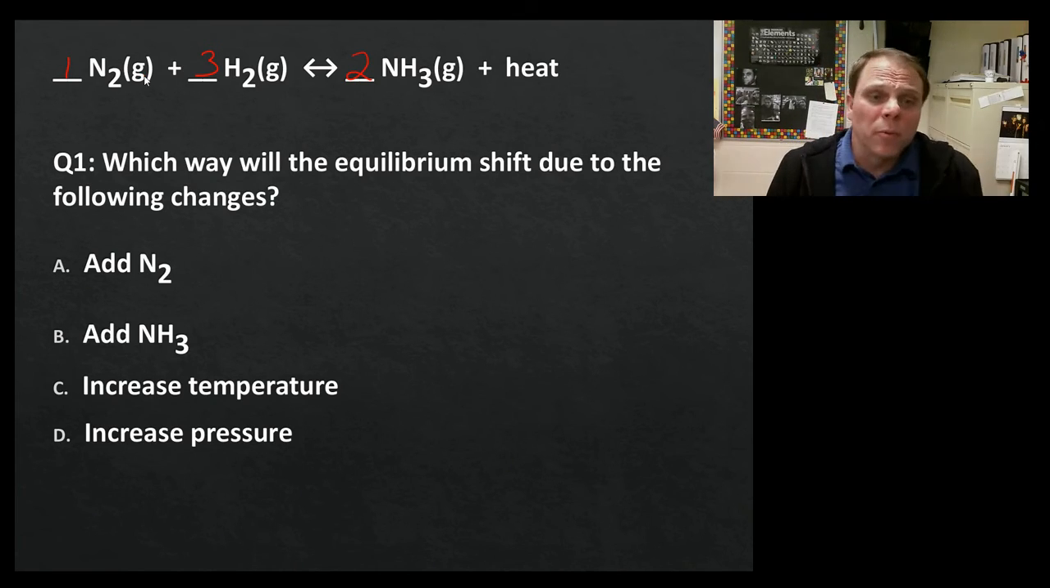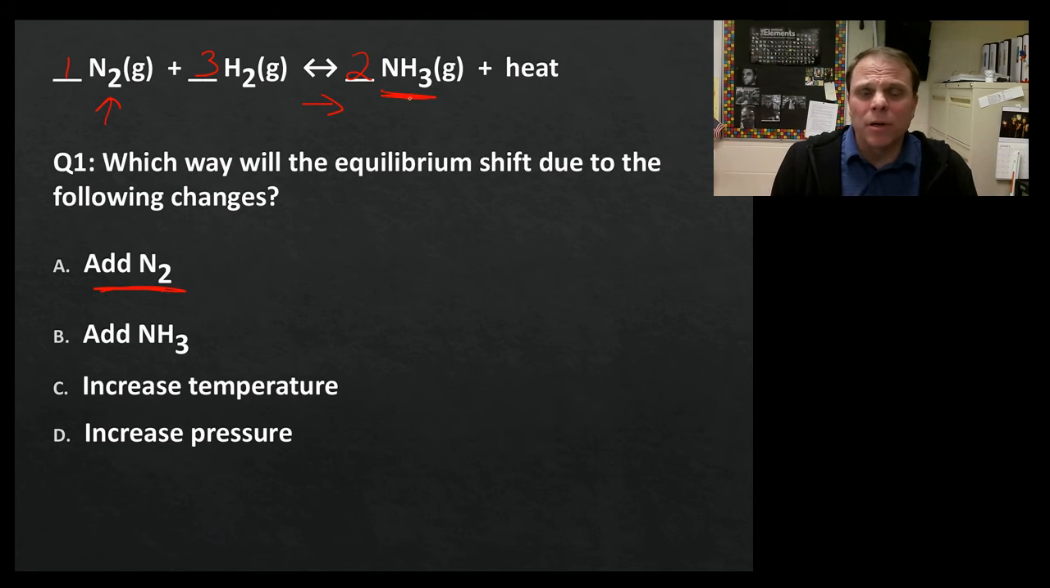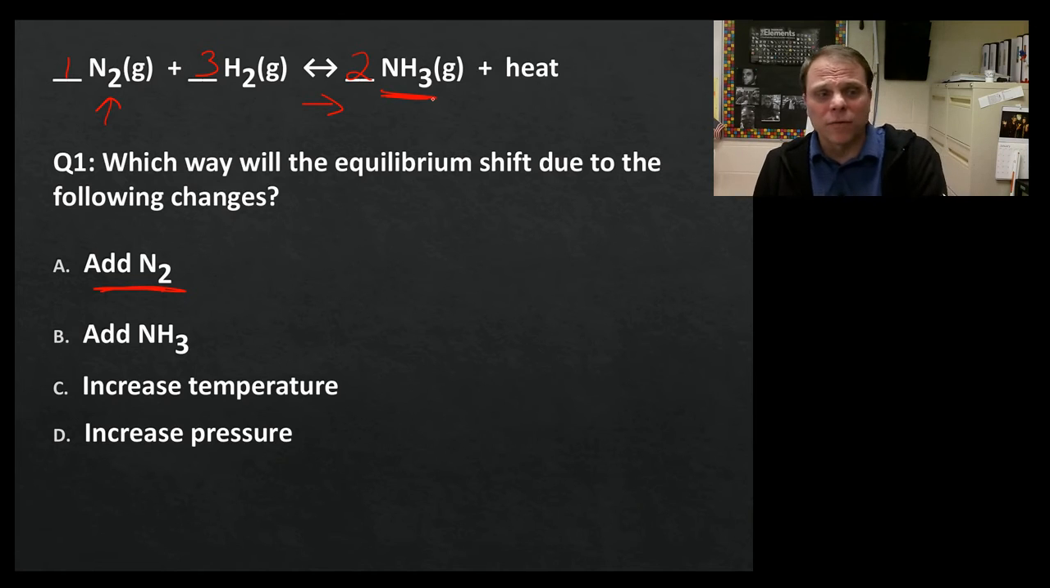Which way is the equilibrium going to shift due to the following changes? So if I add nitrogen, then I'm adding more of that. So the chemical equation wants to get rid of it. And so it's like, well, I've got too much nitrogen. What can I do to get rid of the nitrogen? It can tie it up in ammonia, right? And so it's going to shift to the right.